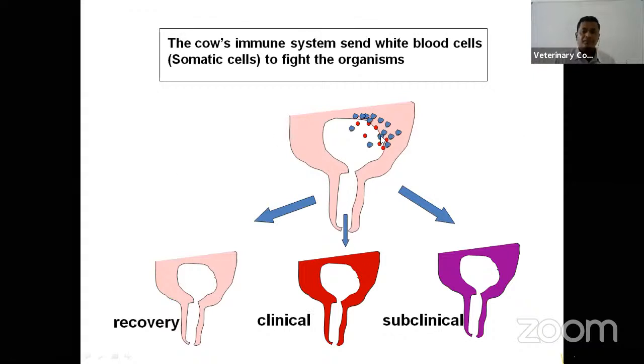If the cow's immune system, its defense system, is robust enough, it will take care of this by infiltrating cells, and the cow promptly recovers. Second, neither the cow has won nor the organism has won. There is a compromised status for quite a long period. The infection has not proceeded to a clinical mastitis phase, nor has the animal recovered.